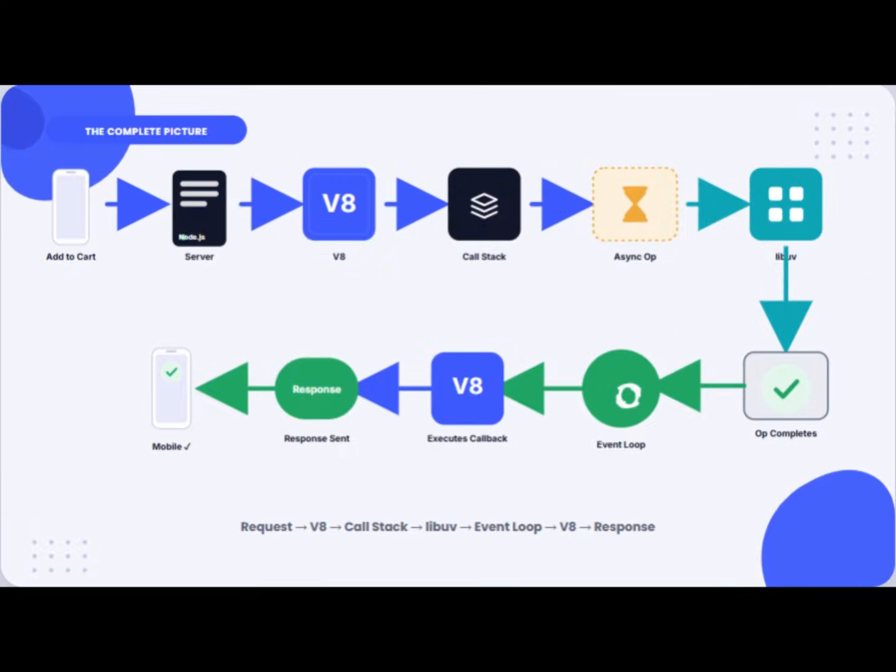Let's quickly recap what happened. The moment you click add to cart, the request reaches the Node.js server. Then V8 starts executing the JavaScript and that execution happens on the call stack. And if the application needs to perform an asynchronous operation, it will be handled by libuv. During this time, the call stack becomes free to handle other JavaScript work instead of waiting. Once the asynchronous operation finishes, the result becomes ready. The event loop coordinates the completed work and brings it back to the JavaScript side when the call stack is available. V8 then executes the callback and finishes the remaining JavaScript work. Finally, the response is sent back.